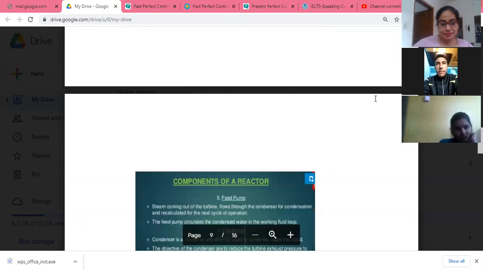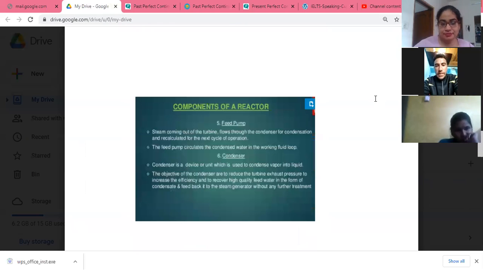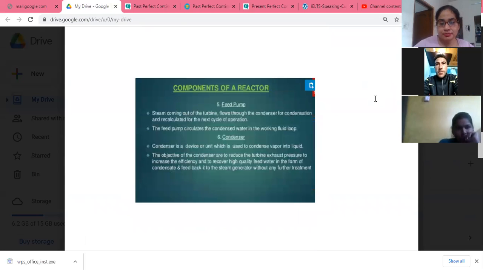Now the fifth one is the feed pump. The steam coming out of the turbine flows through the condenser for condensation and is recirculated for the next cycle of operation. The feed pump circulates the condensate water in the working fluid loop.